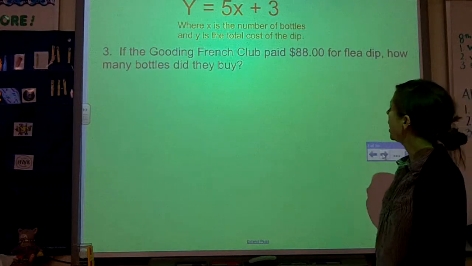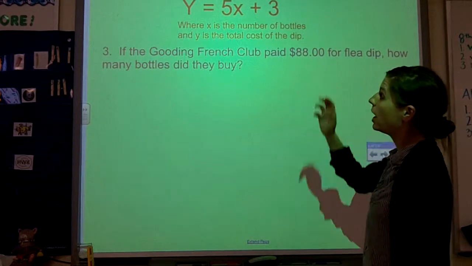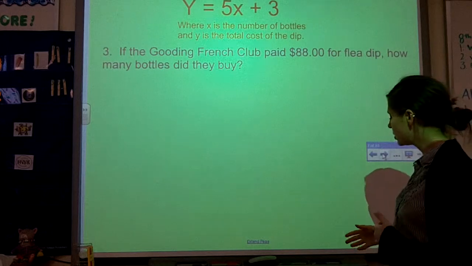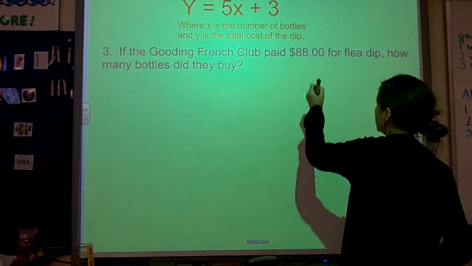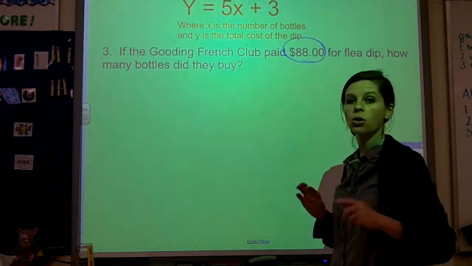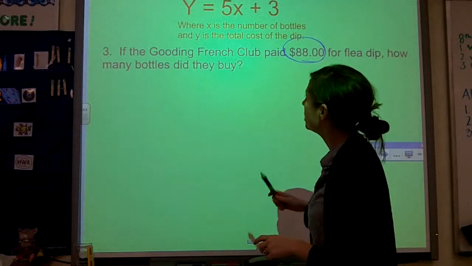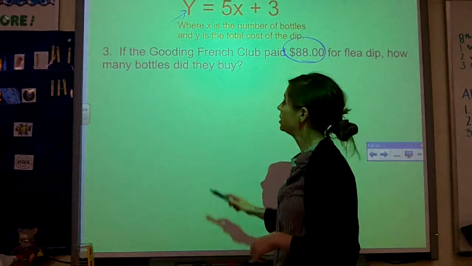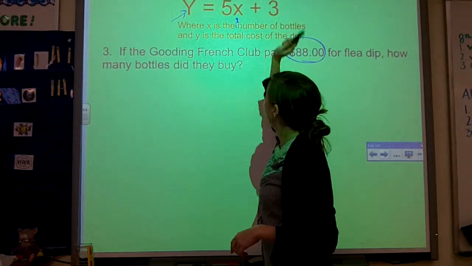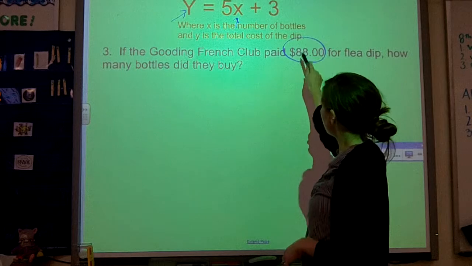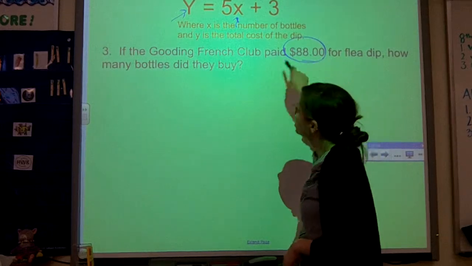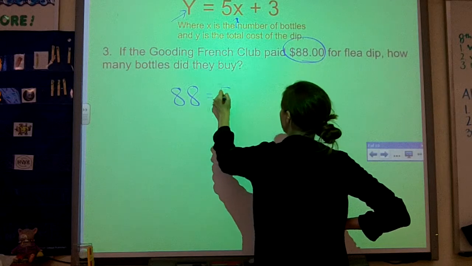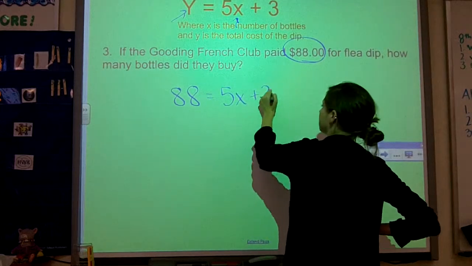Now we need to figure out if the Gooding French Club paid $88 for the flea dip, how many bottles did they buy? Now in this case we have money, and we have talked about looking at your units. Remember that in this case, Y is our total cost, and X is our number of bottles. So in this case, this money amount right here is going to be our Y, our total cost. So we're going to set it equal and solve.